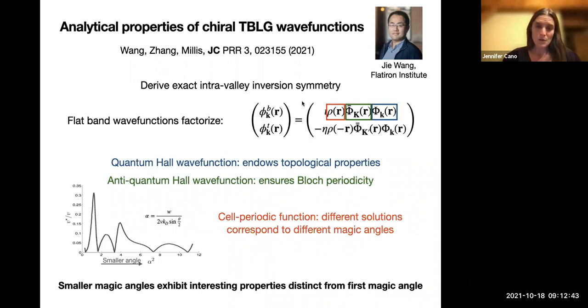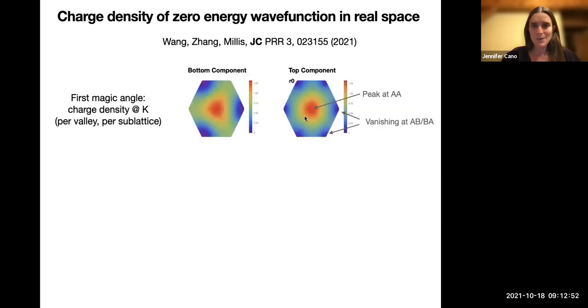And so because it's different, as I'll show, this leads us to believe that there can be different physics at these other magic angles relative to the first magic angle. And so how do we get a handle on this physics? What we first plot is the density of states in real space for one of these flat band wave functions.